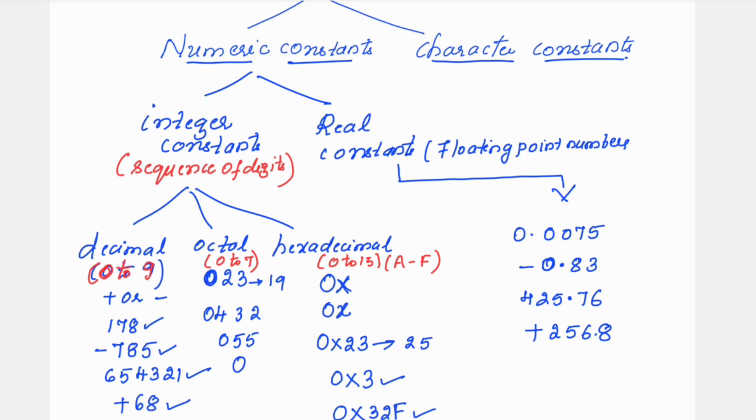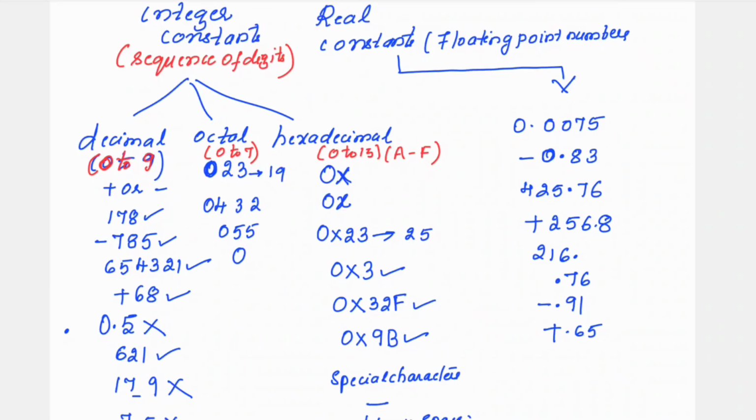You can omit the zeros after the decimal point. For example, you can write 216 point. Here 0 is not mandatory. You can omit that 0, or you can omit a 0 before the decimal point also. This is also a valid real constant. You can write even like this. So real constants will definitely have the decimal point included, but the 0 which appears after the decimal point or before the decimal point can be omitted.